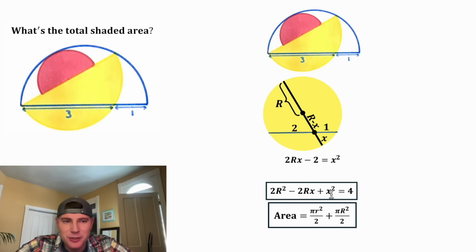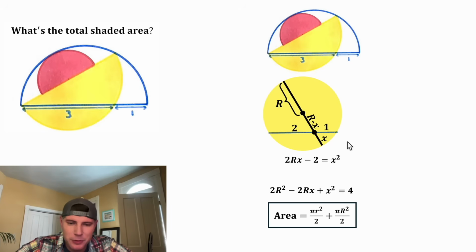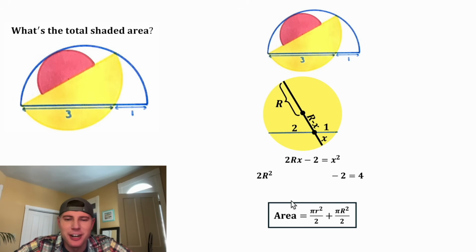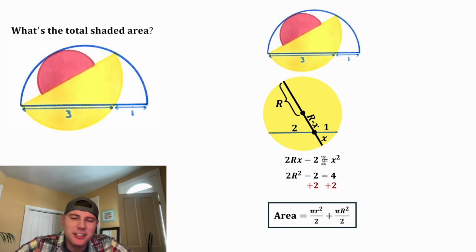So now that we know that x squared is equal to all of this, in the place of this x squared, we can plug in all this. We can set it up like this. So this x squared is going to change into all of this. And then negative 2 big Rx and positive 2 big Rx are going to cancel each other out. Let's smush everything together and add 2 to both sides. On the left-hand side, these are going to cancel each other out. And on the right-hand side, 4 plus 2 is equal to 6. We can divide both sides by 2, and we end up with big R squared is equal to 3. And that's really good news because big R squared is one of the things we needed down here.